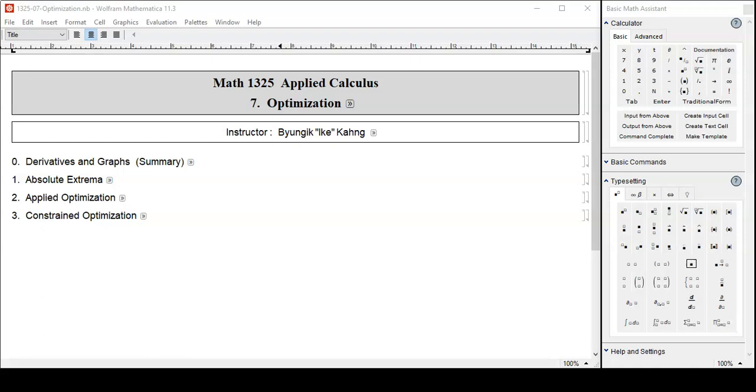Hello students, let's begin lesson 7, optimization. What is optimization? Either maximizing or minimizing. That's basically what we are up to here.